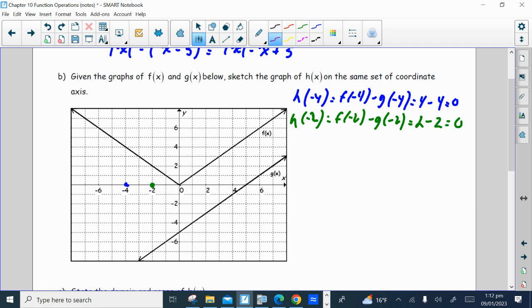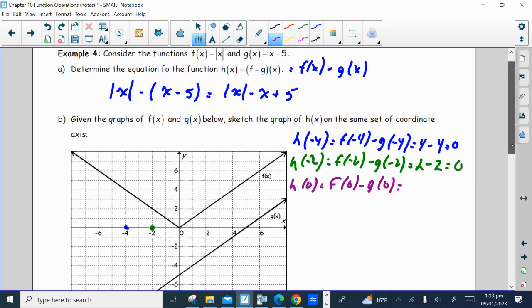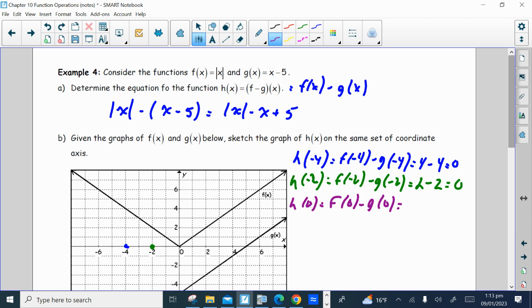What about h at 0? So that'll be f at 0, take away g at 0. F at 0, we can read that off the graph if we wanted to. Hang on, guys. I got some wrong numbers here. I was using the wrong graph to get g at negative 4. For g at negative 4, I need to use the g at x function. I just want to check to make sure I've got it right, and I don't have it right.